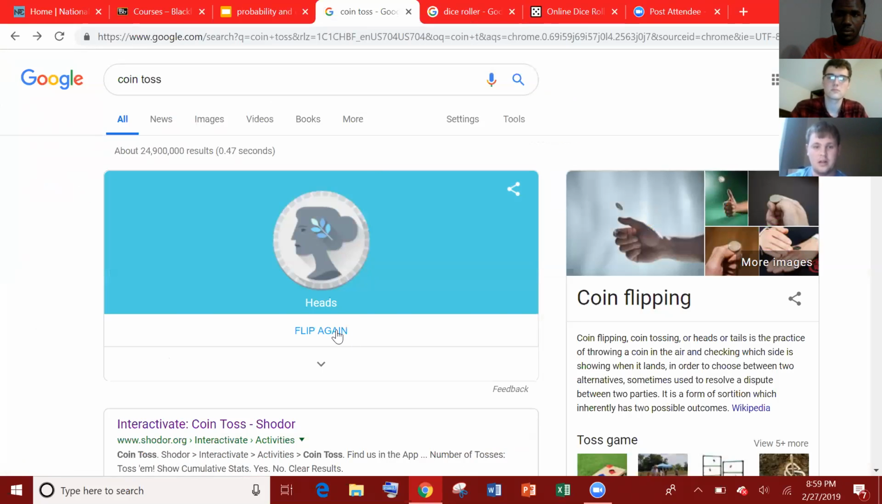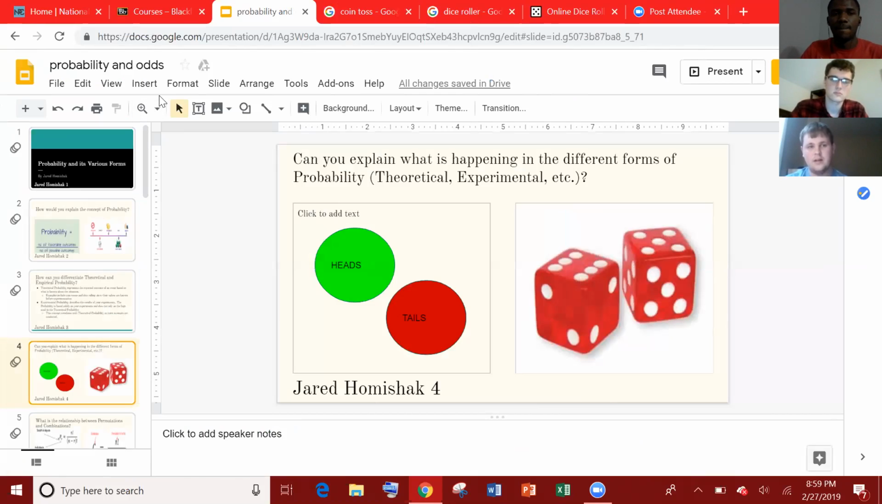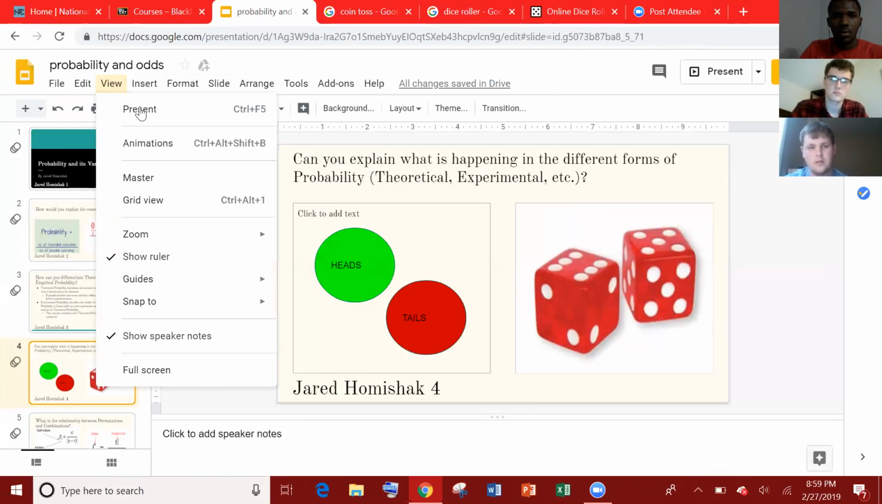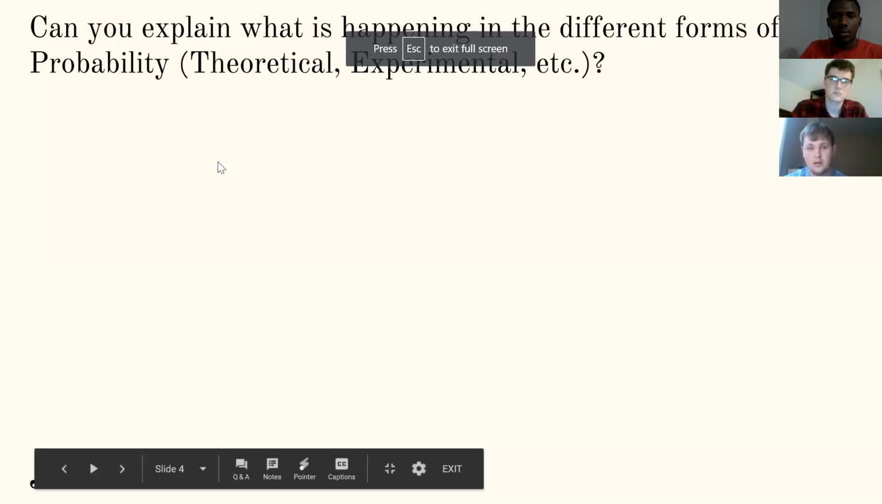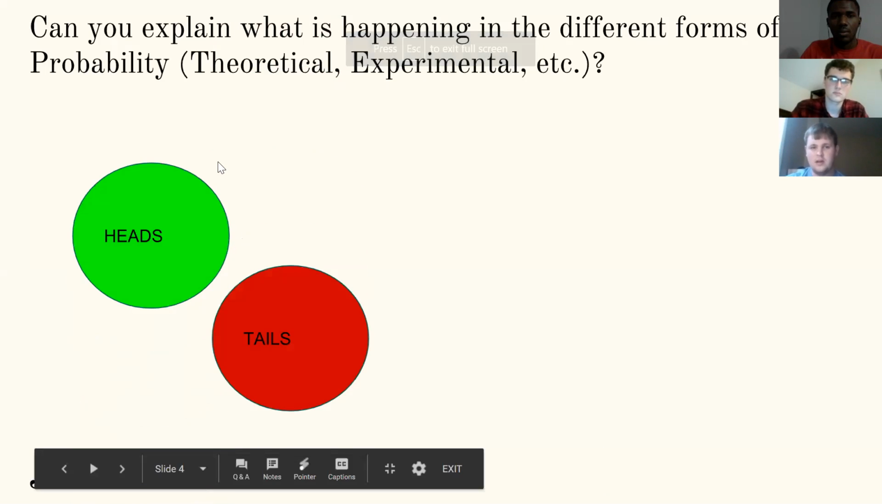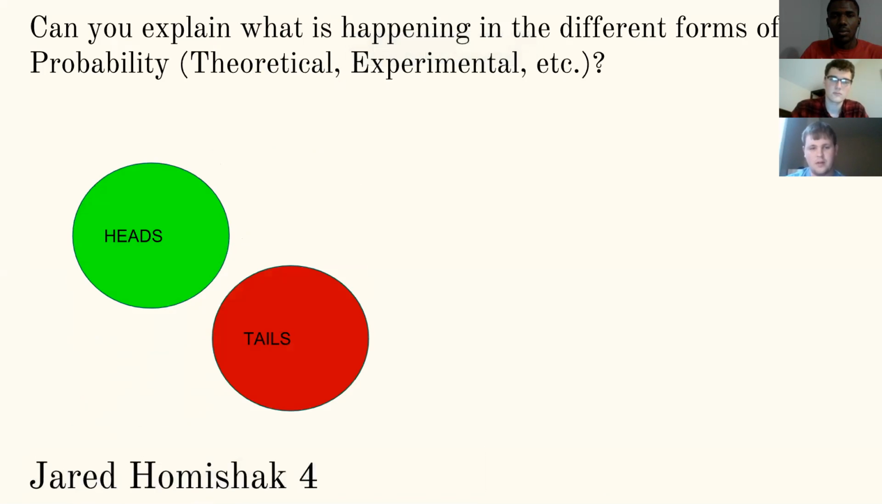Coin toss, same thing. Let's say we flip it 3 times. First time we get heads, tails, and heads. So in this case, you get heads 2 times and tails 1 time. So based on that, empirical probability suggests that you have a 67% chance of getting heads and a 33% chance of getting tails. So that's the best way to explain the difference between theoretical probability and experimental probability.